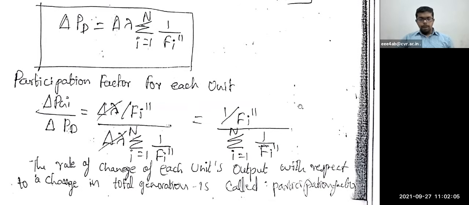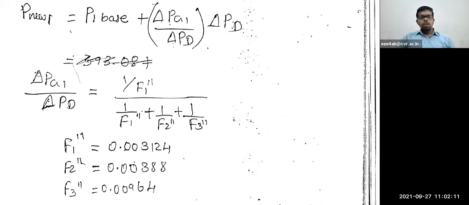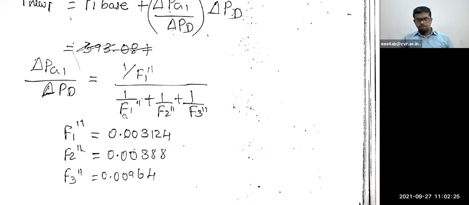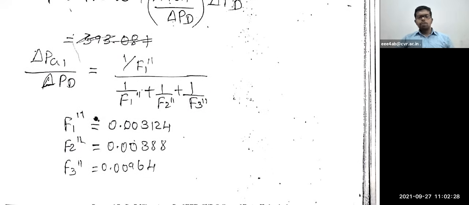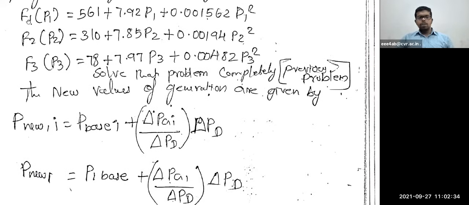By substituting i is equal to 1, del PG1 divided by del PD is 1 divided by F1 double dash, the whole divided by 1 divided by F1 double dash plus 1 divided by F2 double dash plus 1 divided by F3 double dash. So we need to find out what F1 double dash is, and how to find it.